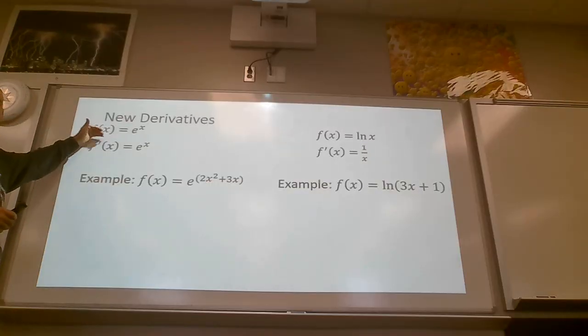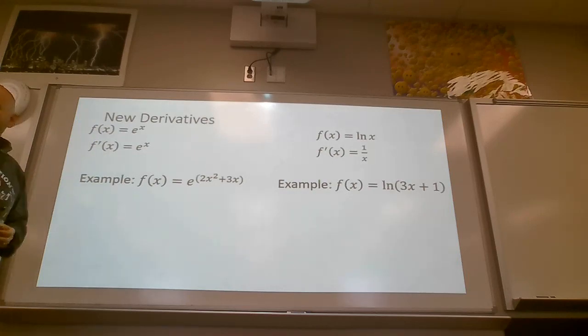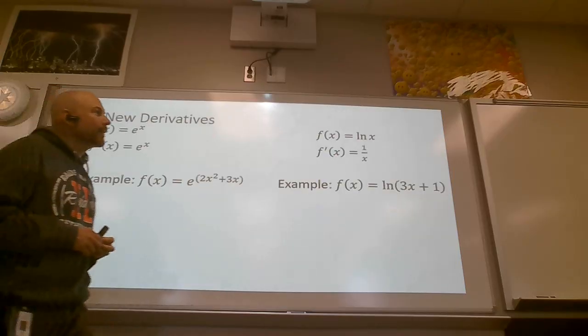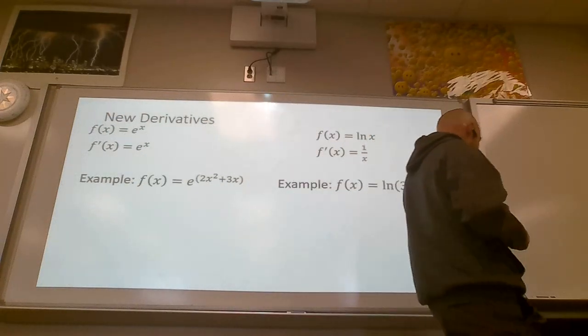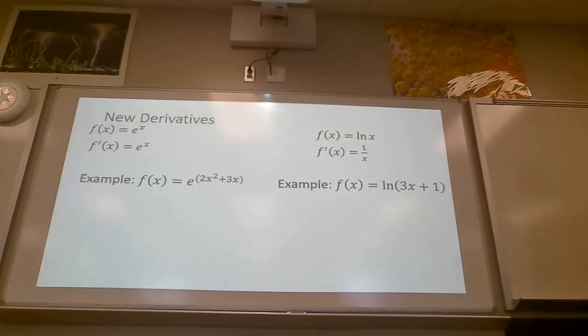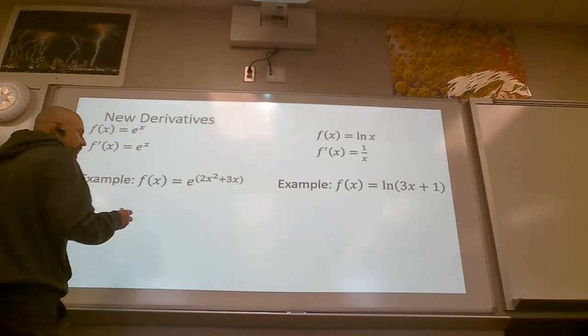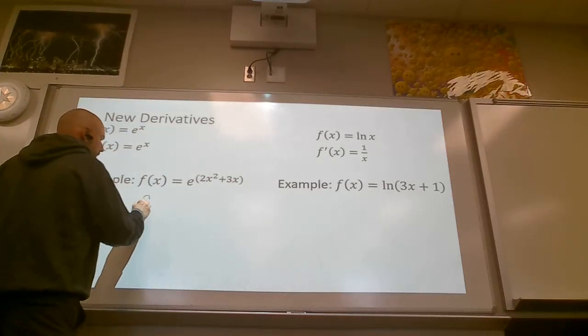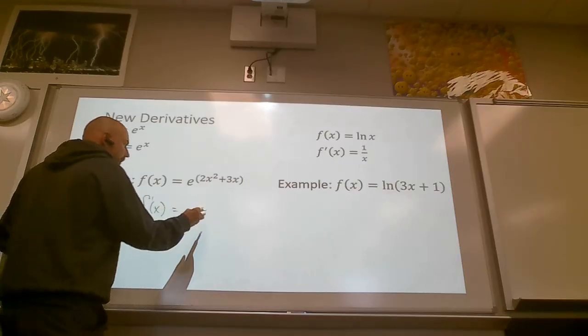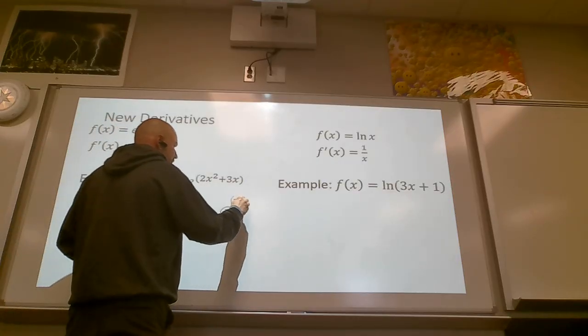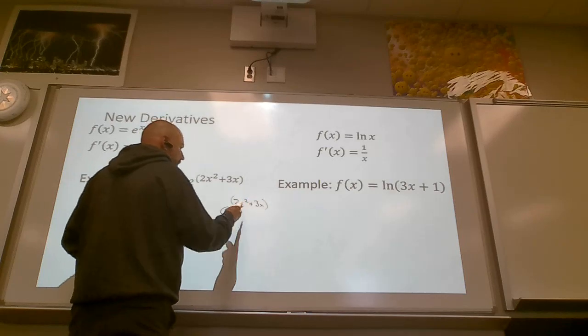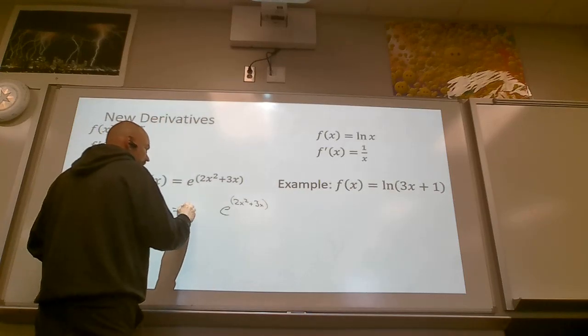If you have a function e to the x, the derivative of that is e to the x. Okay, it's a nice one. If your function is natural log of x, the derivative of that is 1 over x. Those are just memorized. Sorry, I should have given you an example of this. You're going to use chain rule. Taking the derivative of this is going to be equal to e to the 2x squared plus 3x, and then you're going to do the inside, so 4x plus 3.